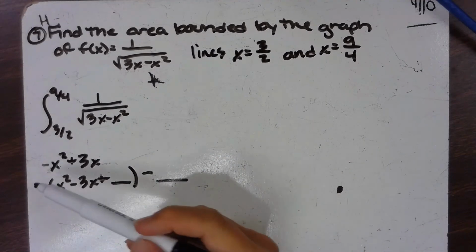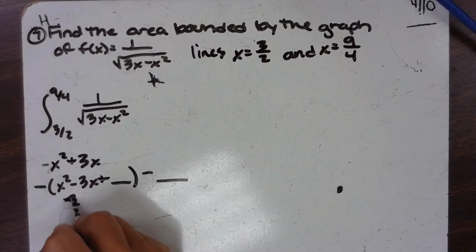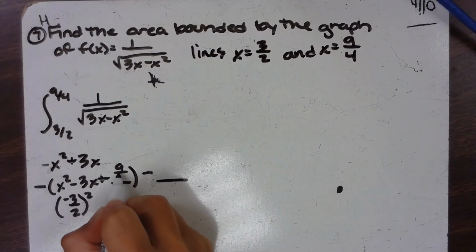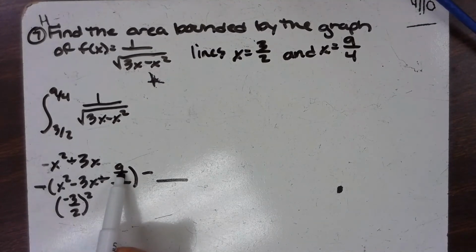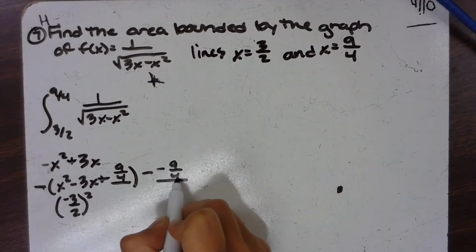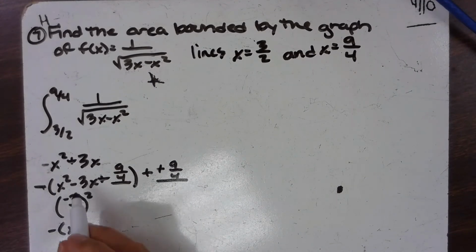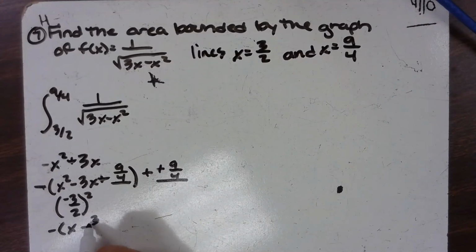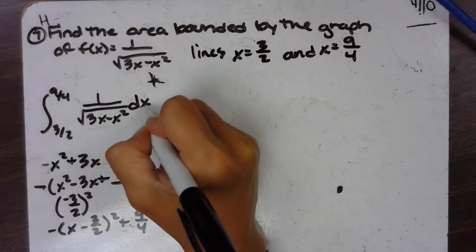Now, what's actually going to happen is when I take half of this and then I square it, it's 9/4. But I have this negative on the outside. So really, it's like I'm adding negative 9/4. Well, I need to subtract negative 9/4, which makes positive. When I go to factor this right here, it becomes x minus 3/2 squared plus 9/4. I meant to put a dx right there.